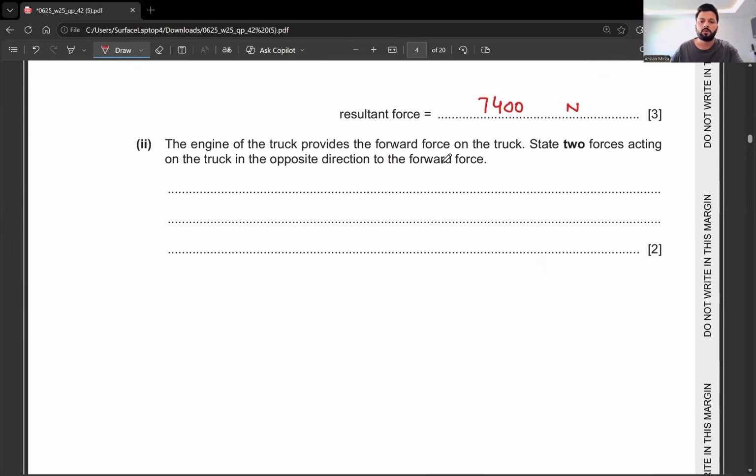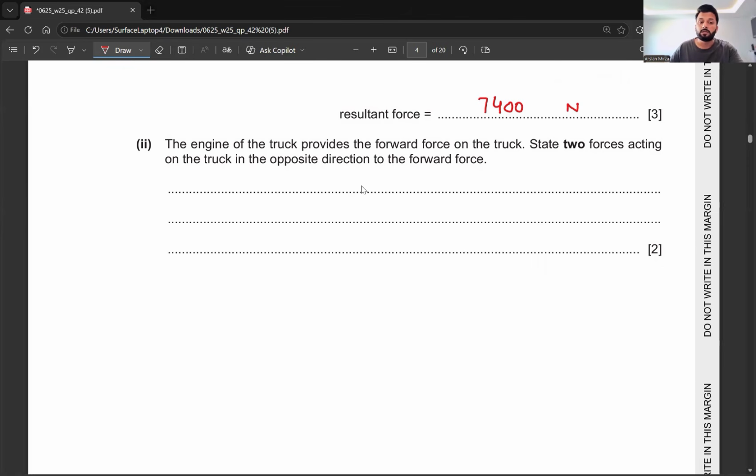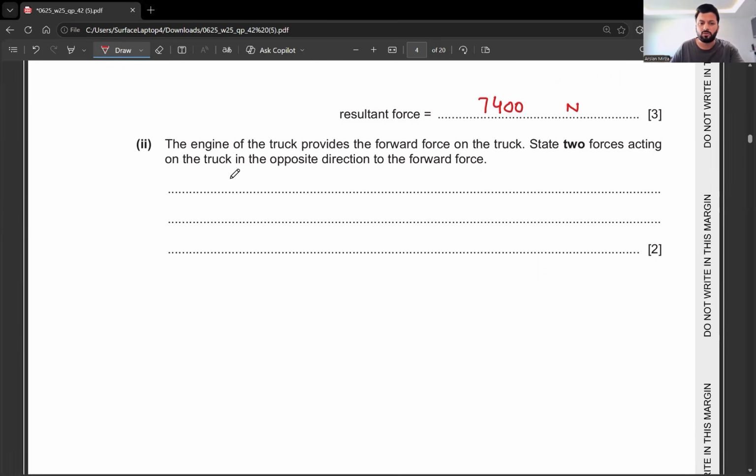Part 2, the engine of the truck provides the forward force. State two forces acting on the truck in the opposite direction to the forward force. When the truck is moving forward, there is an opposite force, that is drag force or air resistance. And the second force, you can say that is the friction between tires and the road. So first you will write air resistance or drag force. I'm just writing air resistance. For the second point, you have to get 2 marks. So just write friction, or you can explain it as between tires and road.